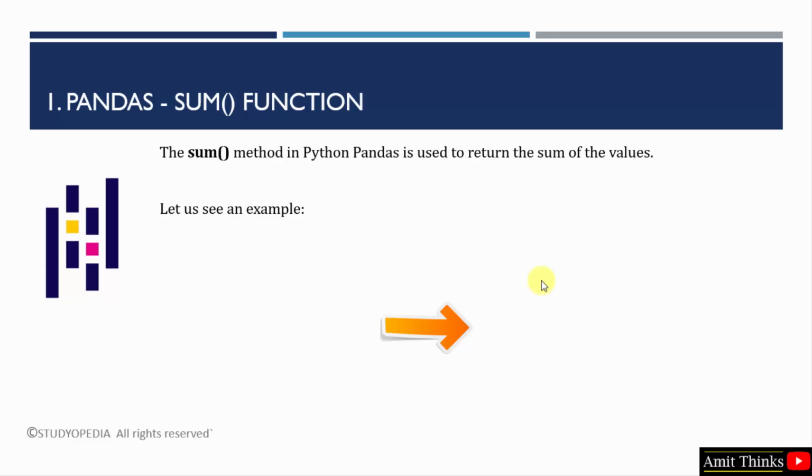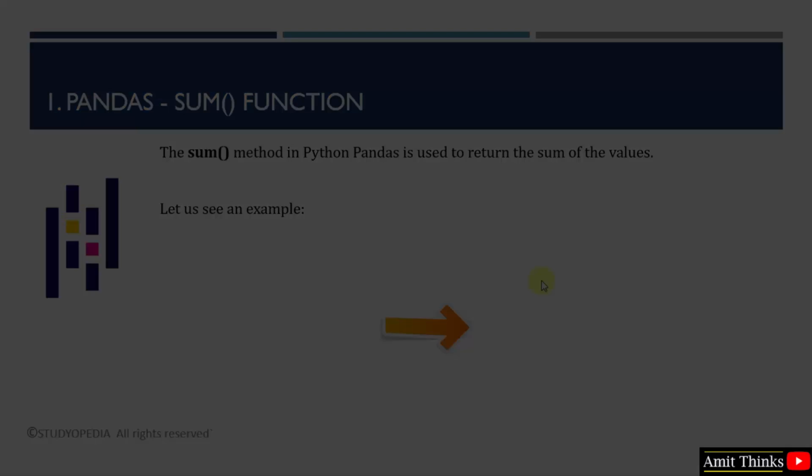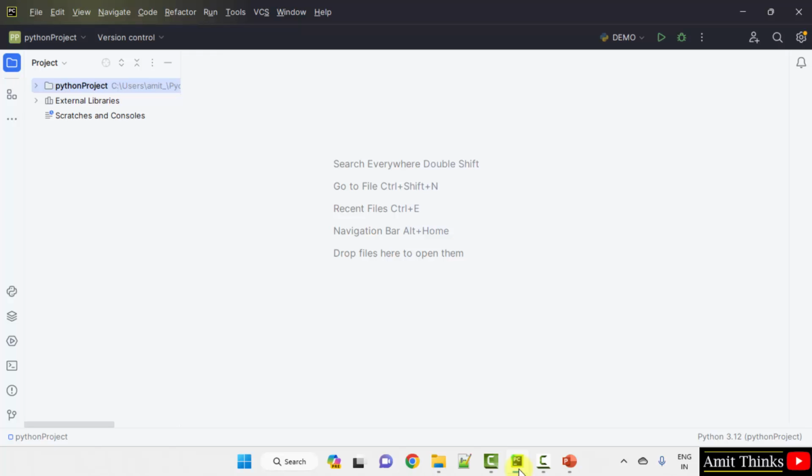Let us start with the first function, that is the sum function. As the name suggests, the sum is used to return the sum of the values. Let us begin with the first example. Here is our first example. We are using PyCharm IDE.